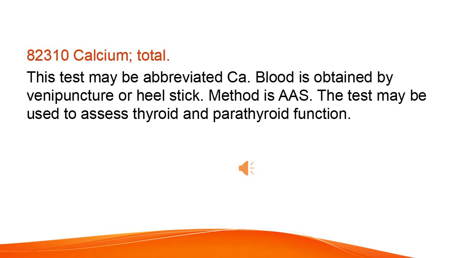Calcium, total. This test may be abbreviated CA. Blood is obtained by venipuncture or heel stick. Method is AAS. The test may be used to assess thyroid and parathyroid function.